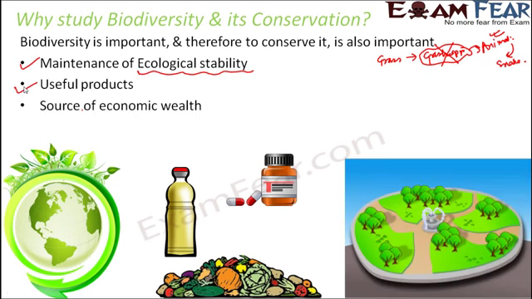Source of economic wealth. Now what do we mean by economic wealth? How can biodiversity also be a source of economic wealth? If you take examples of parks, forests, wildlife sanctuaries, and national parks, they all are a source of economic wealth, and at the same time they also conserve the living organisms. If you take the example of a national park, you have many varieties of living organisms which are well protected in that area. So that particular national park is not only a source of economic wealth, but it also helps to conserve the living organisms. These are some of the reasons which tell us that biodiversity is important and conserving biodiversity is therefore important. Now we will have to see how we can conserve biodiversity.